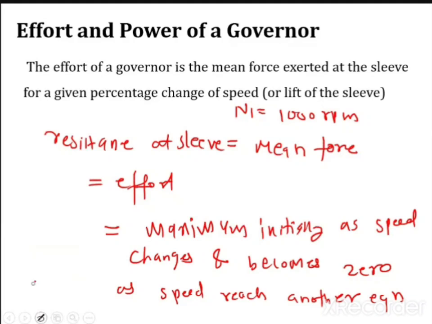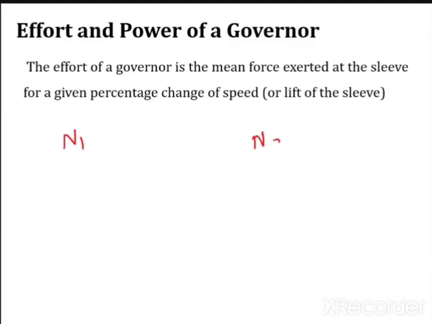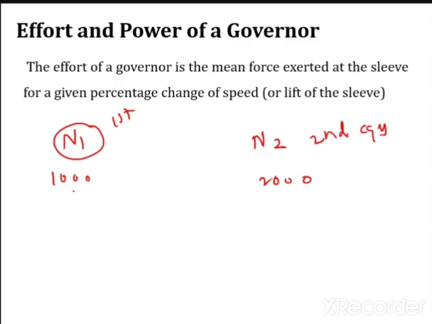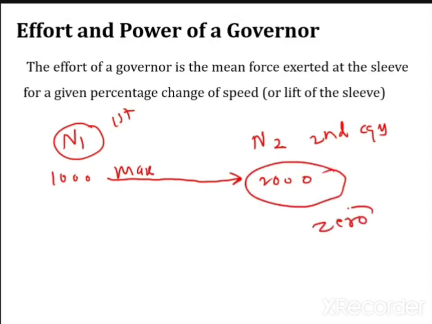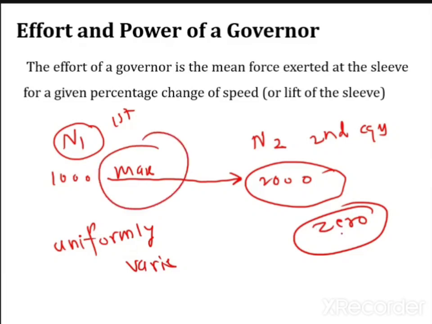I will write here. Let us say n1, this is n2. Let us say n1 is 1000 rpm and n2 is 2000 rpm. This is the first equilibrium speed. This is the second equilibrium speed. So as the speed starts changing from 1000 rpm to 2000 rpm, here that force will be maximum, and once it reaches 2000, it will become zero. So what I mean to say is that it uniformly varies from maximum value to zero value as it reaches the next equilibrium speed, and this is called the effort of the governor.